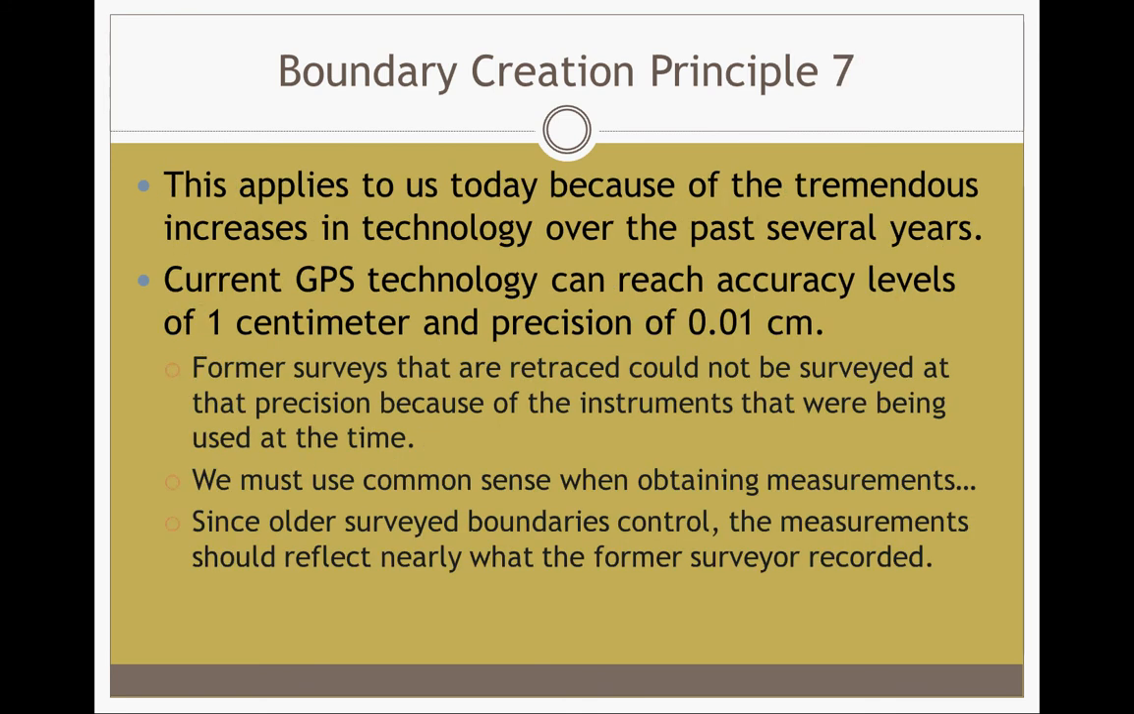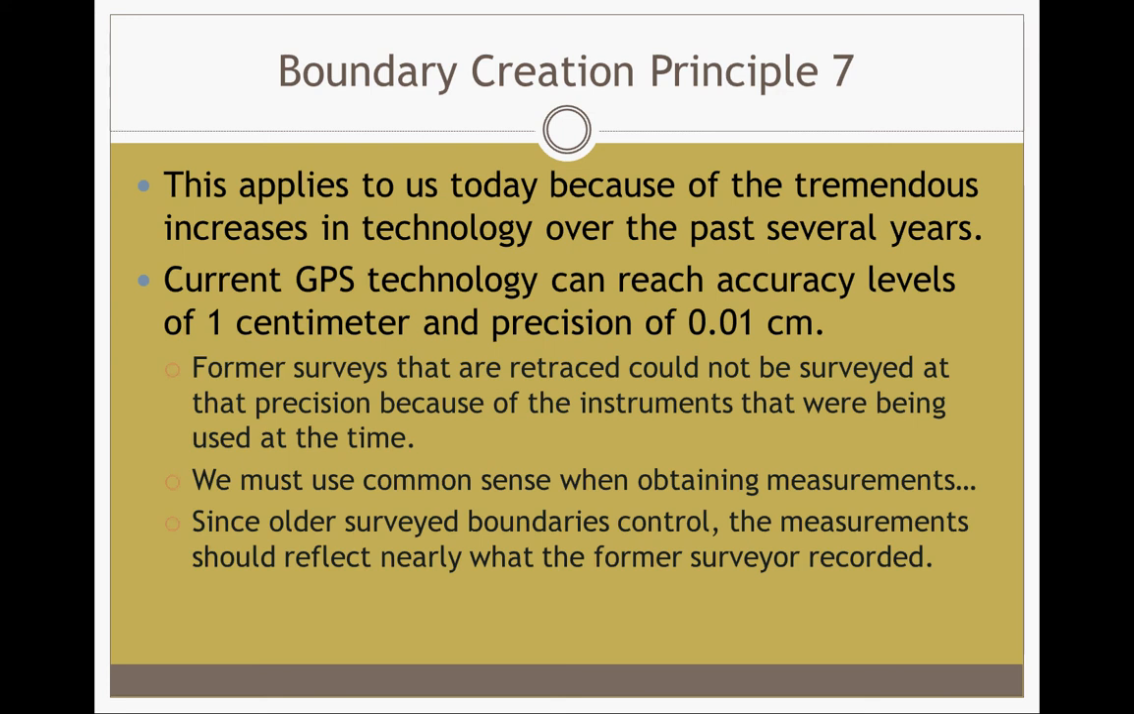And then boundary principle number 7. This applies to us today because of the tremendous increases in technology over the past several years. You know, current GPS technology can reach accuracy levels of a centimeter and a precision of a hundredth of a centimeter, which is insane. Former surveys that are retraced cannot be surveyed at this precision because of the instruments that were being used at the time. Even if we go back 20 years, the technology we had 20 years ago is not anywhere as precise as what we have today. But precision does not necessarily ensure accuracy, and I really want you to understand that.